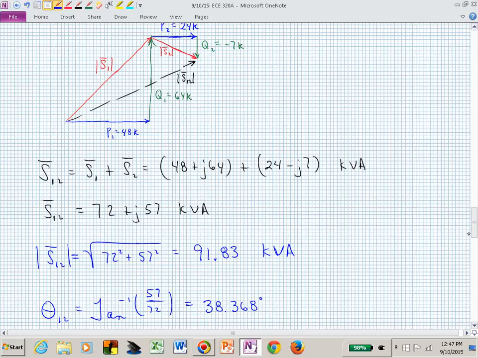And the angle is about 38 degrees, which you can find by just doing your trig and saying, what's my vertical distance divided by my horizontal distance, and I'll inverse tangent that. That gives you an angle of 38 degrees for that combination.